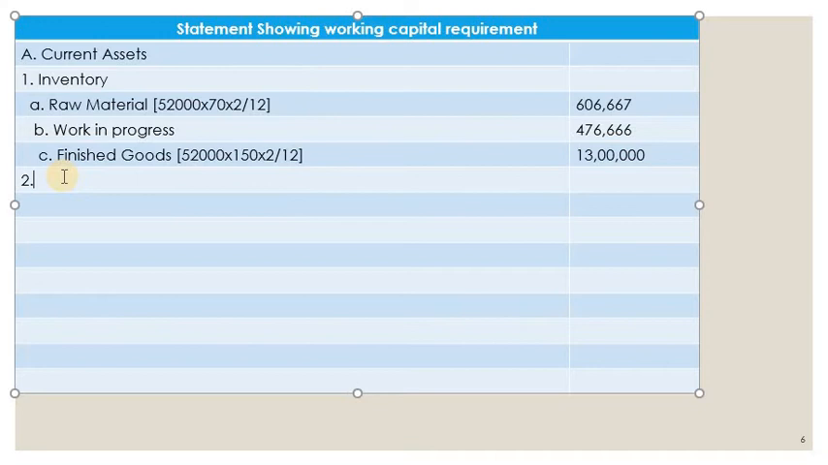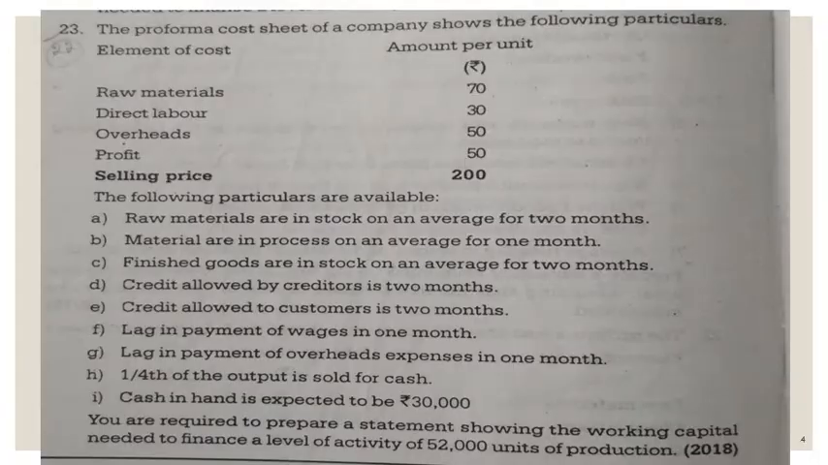The next one, debtors. So the credit given to debtors is how many months? So it is again 2 months. So here one thing you have to remember, go to the problem. 1/4 of the output is sold for cash. That means not everything is sold on credit. So only 3/4 is sold for credit. So only on credit sales is the credit period given. So credit period is 2 months.